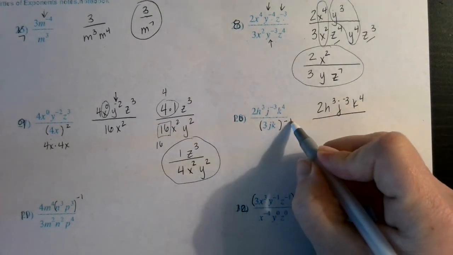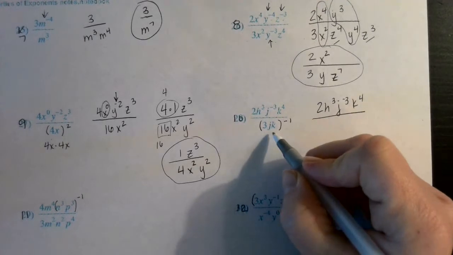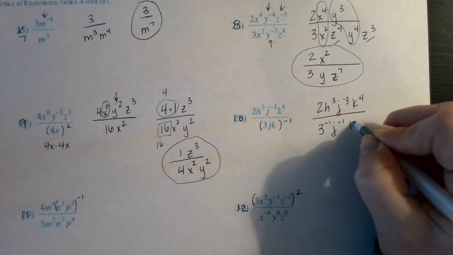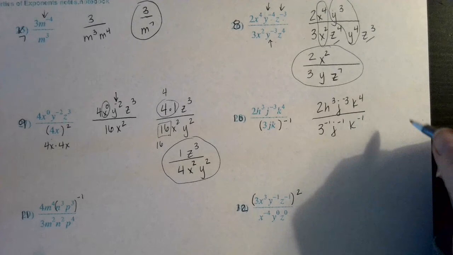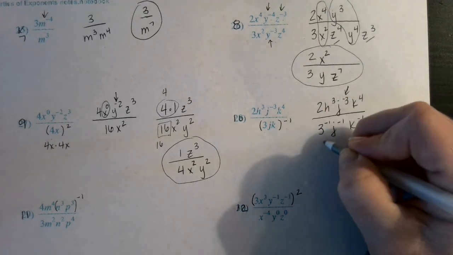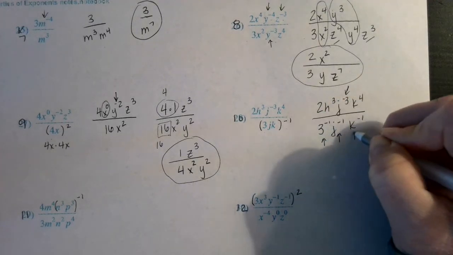And then I'm going to distribute this negative 1 exponent to the 3 and the j and the k. So I have 3 to the negative first, j to the negative first, and k to the negative first. I find it helpful to deal with my parentheses first and then move on to my negative exponents. So I have a whole lot of negative exponents that need to move.